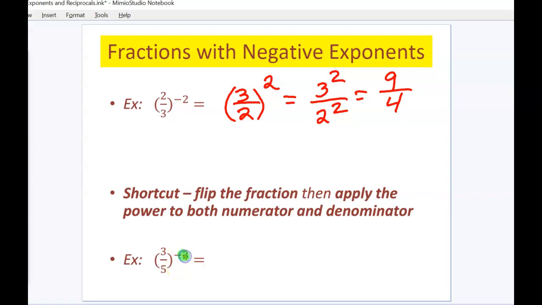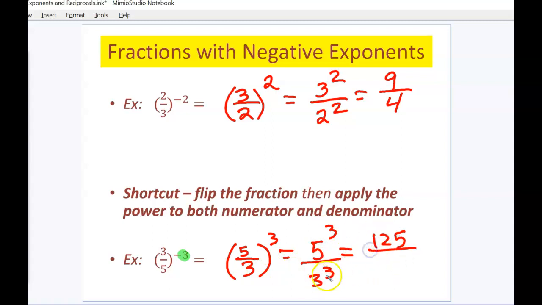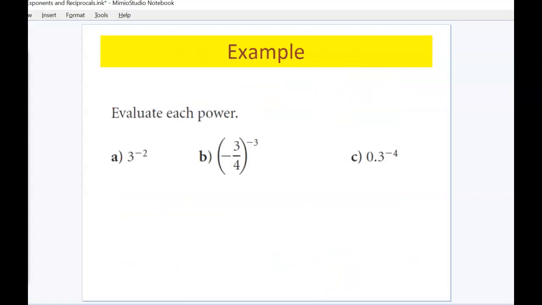So 3 to the 5th, all to the negative 3. Again, let's get rid of that negative exponent by flipping the base. So this is going to be 5 over 3 cubed, which now becomes 5 to the power of 3 over 3 to the power of 3. 5 to the power of 3 is 125. 3 to the power of 3 is 27. So even though they look kind of challenging to begin with, we basically just flip the base and we're right back to something we've done before.